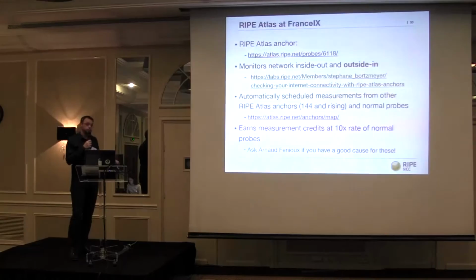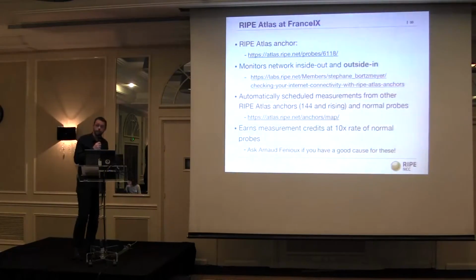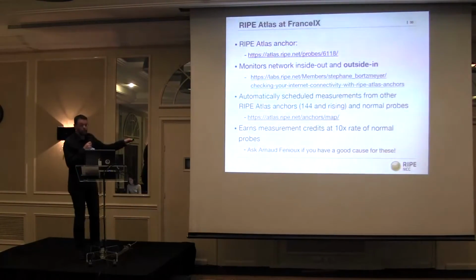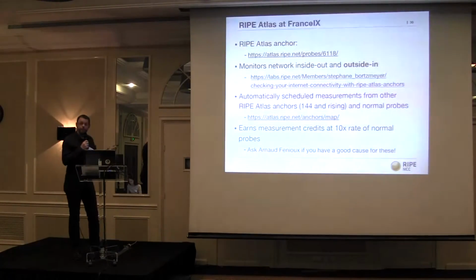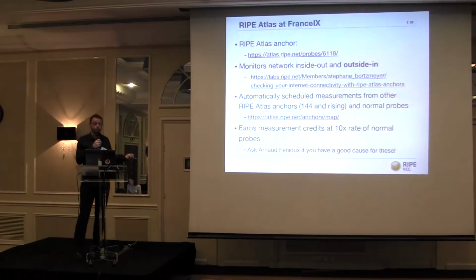These anchors also have automatically scheduled measurements from other anchors. There are 144 anchors in total, and from normal probes. You can see all of that goodness on the map here. And these anchors earn credits. To do RIPE Atlas measurements, you need measurement credits, and these anchors actually gain credits. So the France-IX anchor also has credits. If you need credits, ask Arnaud here. It currently collects, if I understand correctly, more credits than it gives out. So that's another thing France-IX can do back to its community.